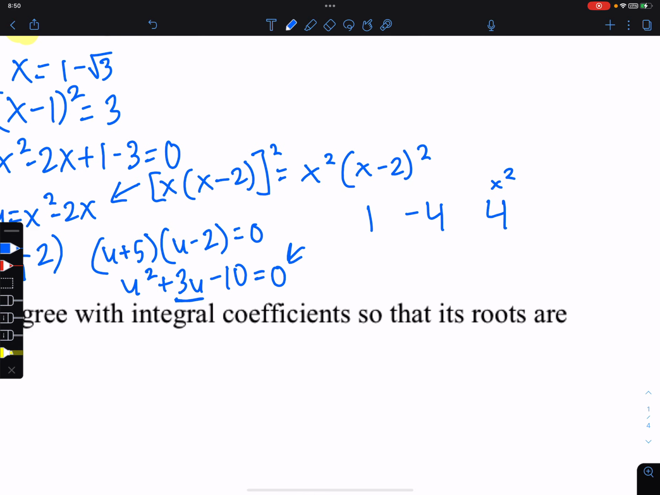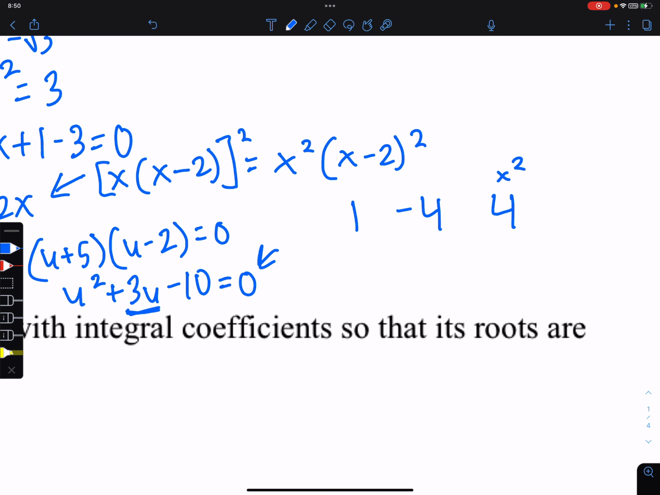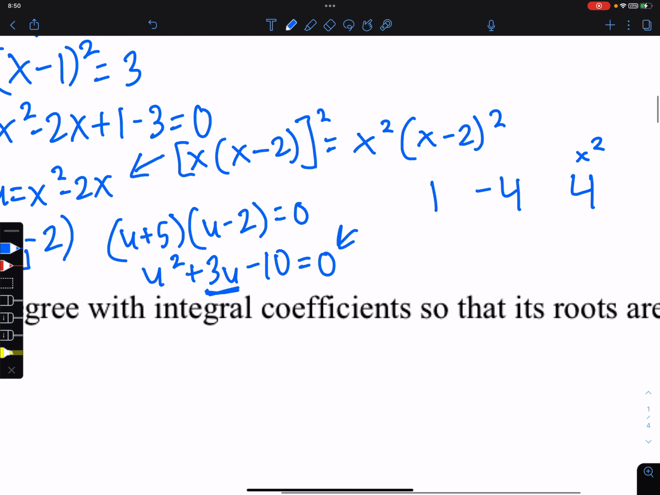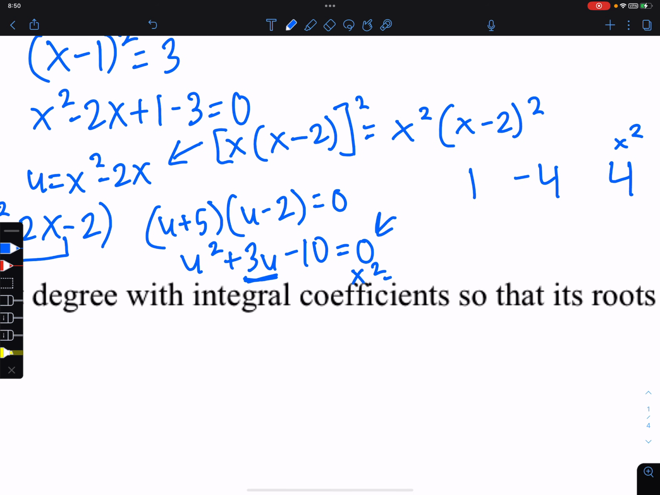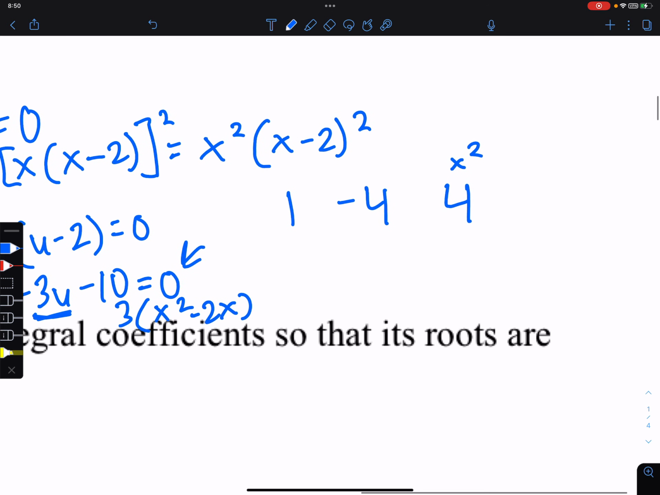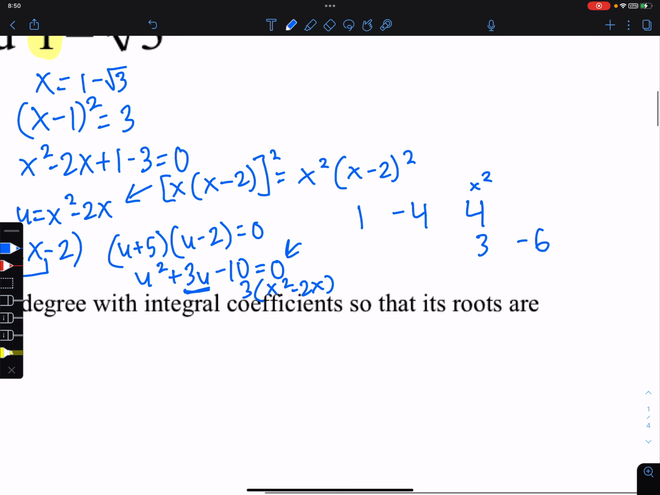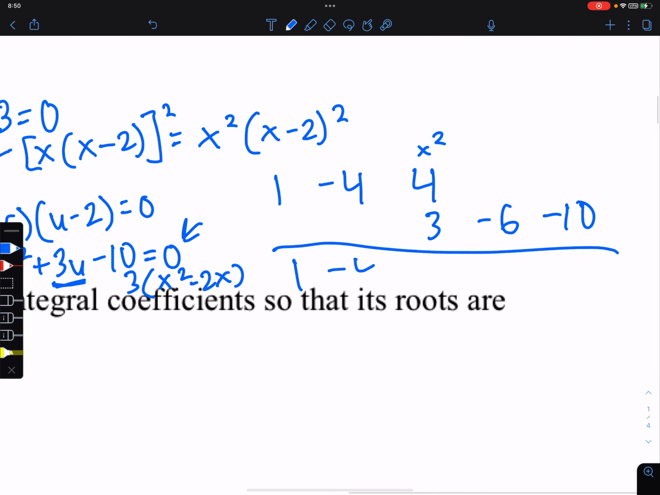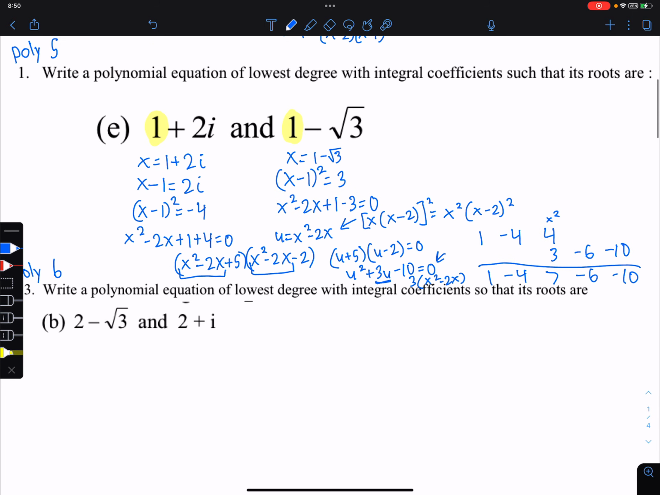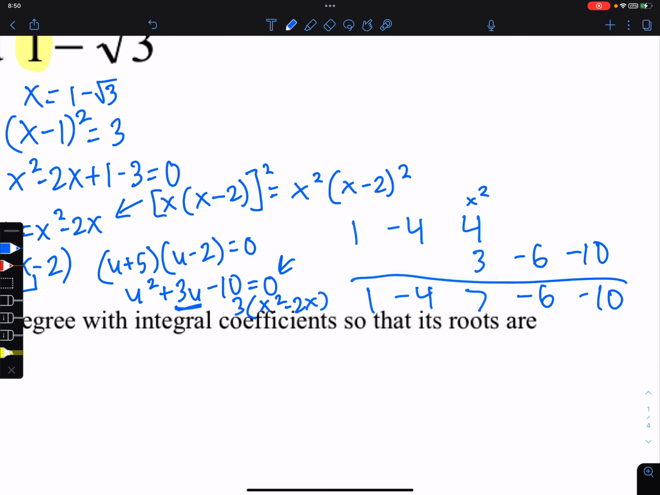And then plus 3u, so plus 3 times x squared minus 2x, right? And so that'll be 3 on the x squared, and then minus 6, and then minus 10. And so look how easy that is. 1, minus 4, 7, negative 6, negative 10. And then all you have to do is combine that.